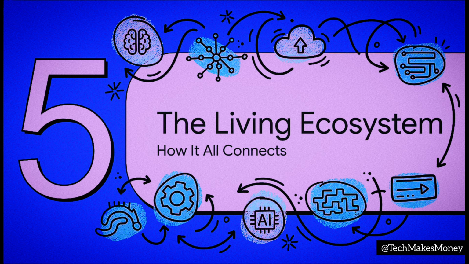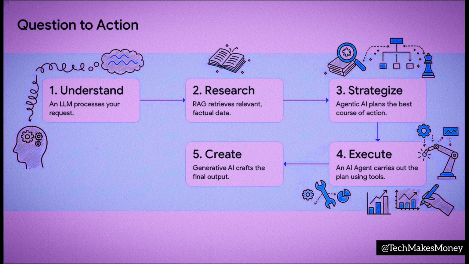Phew, okay, we visited all 5 pillars. We've seen the comms room, the library, the art studio, and the executive suite. Now, for the real magic. Let's see how this stops being a building and starts becoming a living, breathing ecosystem. So let's watch it in action. Say you ask it to create a presentation on recent market trends. Step 1. The LLM understands the natural language of your request. Step 2. RAG goes into the library and researches, pulling up the latest, most accurate reports.